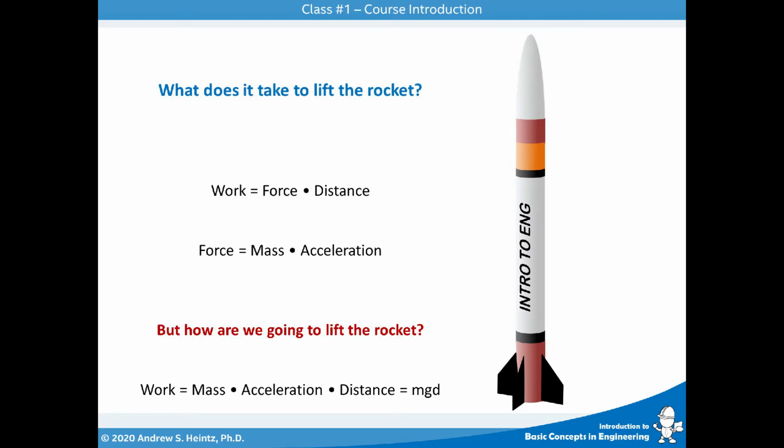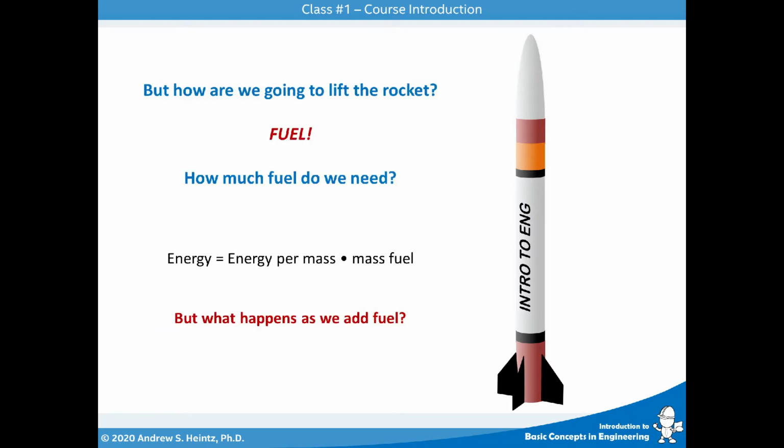To that end, we know that we need fuel. We need to burn fuel to lift our rocket. The energy that we need, the work that we need, that's what we just solved before, we need to produce energy equal to the work required to lift the rocket by burning our fuel. So the energy per mass of fuel times the mass of fuel gives us the total amount of energy needed.